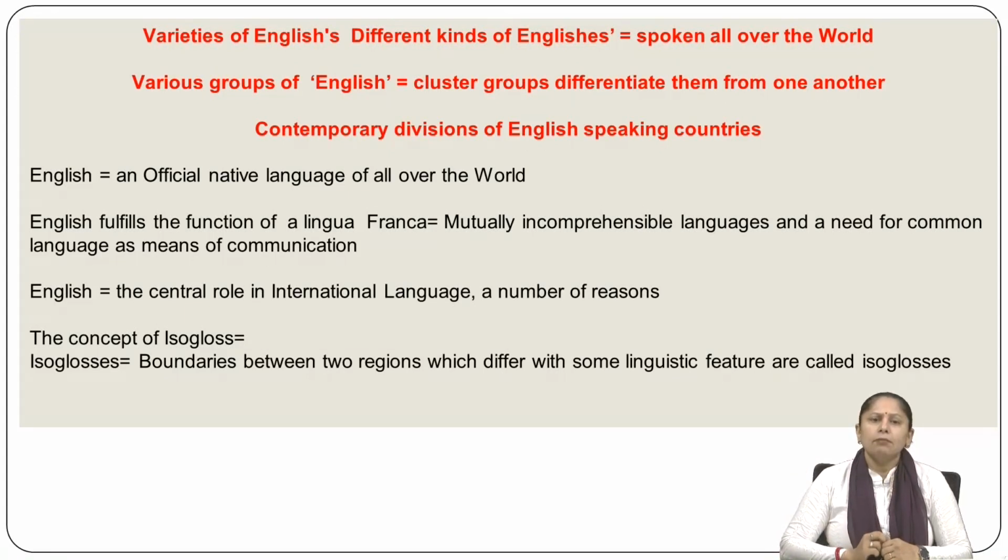Isogloss means boundaries between two regions which differ with some linguistic features. They are called isoglosses in the sense that, for example, one region is America and another region is Canada, and both are quite different, but linguistically both are utilizing English. Both are Anglophone speaking people, both are utilizing the English language, so their linguistic features are called isoglosses.